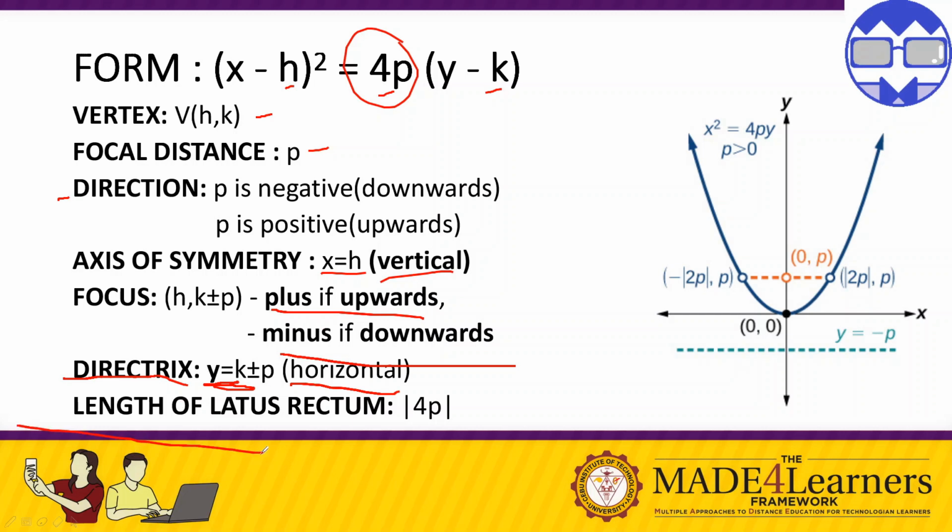And of course, the length of the latus rectum is just 4p. We can just get the absolute value of this. That's the length of the latus rectum.